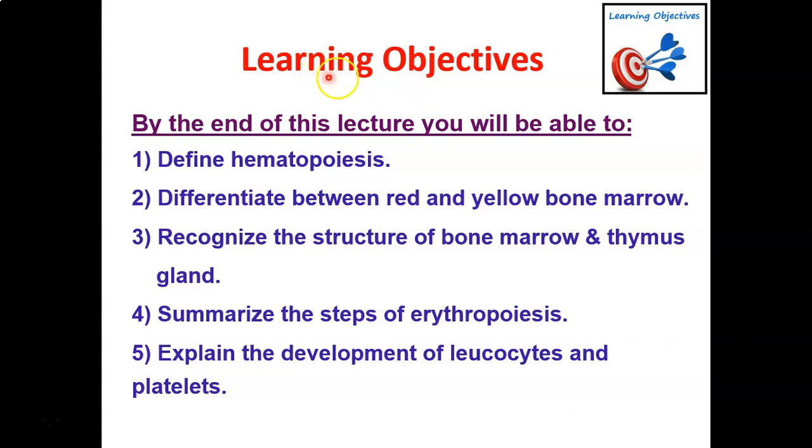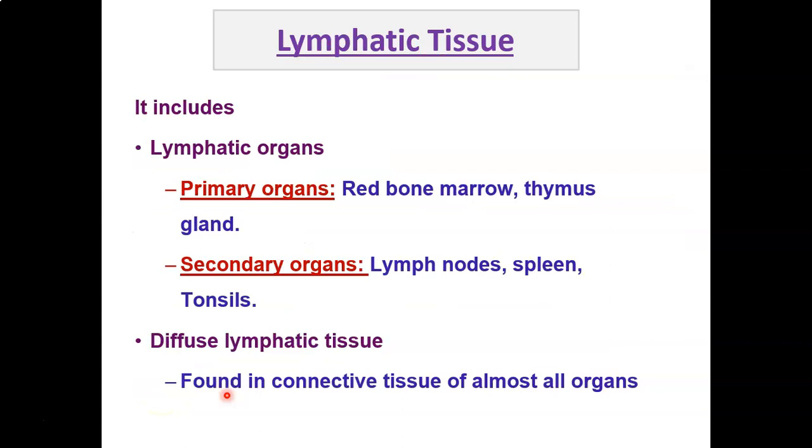So I will start with the learning objectives. We have to know hematopoiesis. We have to differentiate between two types of bone marrow, red and yellow bone marrow, and to recognize the structure of the bone marrow and the thymus gland, to summarize the steps of erythropoiesis, and explain the development of leukocytes and platelets. These are 5 components we are going to deal with today. It is very, very easy. Don't worry about them. Let's start.